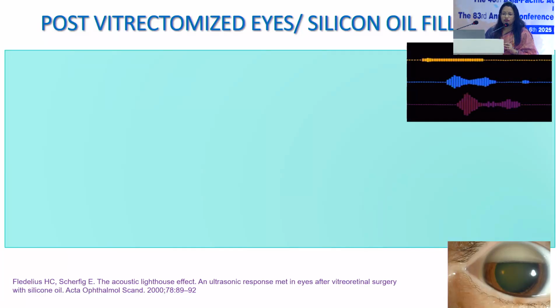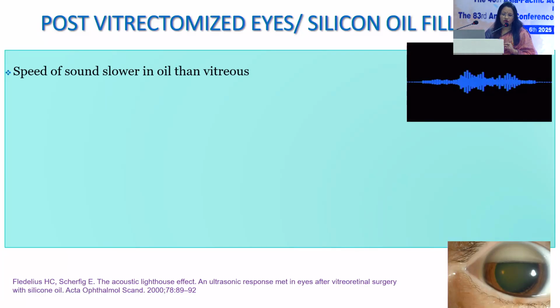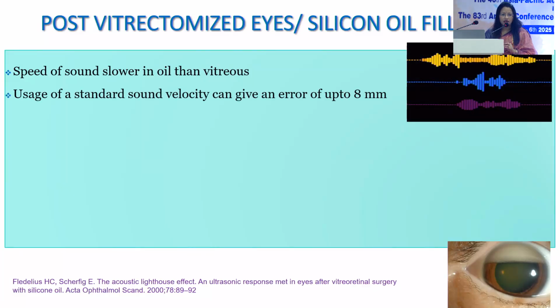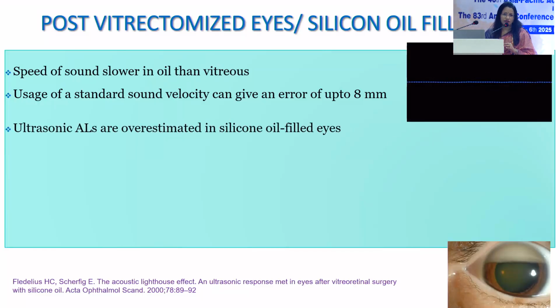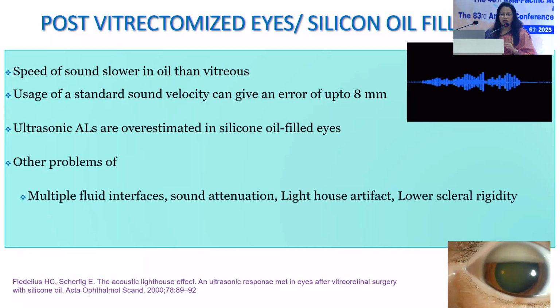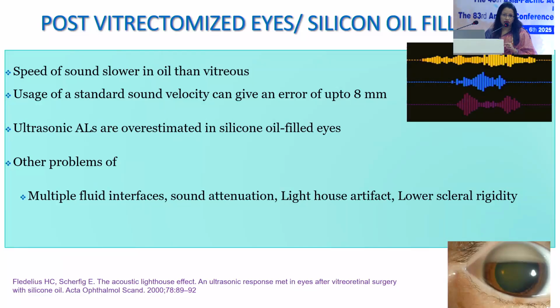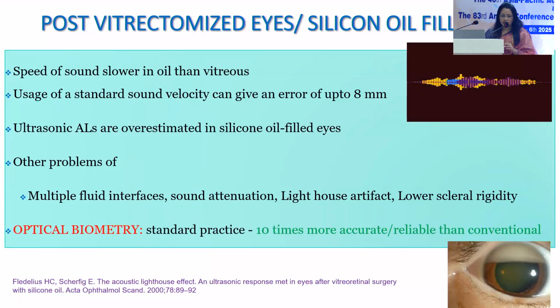Now coming to post-vitrectomized eyes or silicone-filled eyes. Because the speed of sound is slower in oil than in vitreous, usage of standard sound velocity can give an error up to an extent of 8 mm in these eyes, especially if it is silicone-filled. Therefore, ultrasonic axial length overestimates the IOL power in silicone-filled eyes, and moreover, there are problems of multiple interfaces, sound attenuation, and low scleral rigidity also.